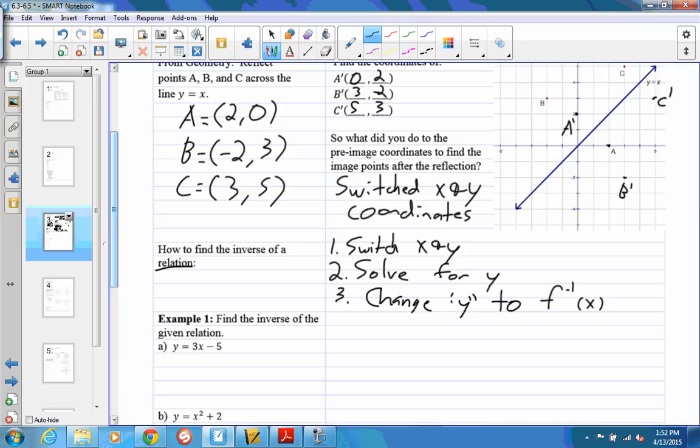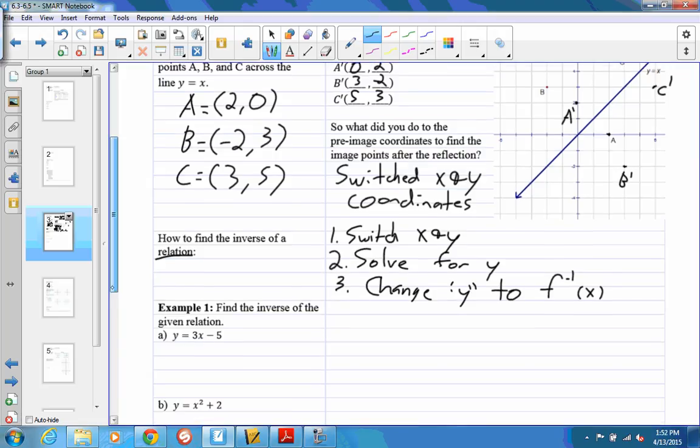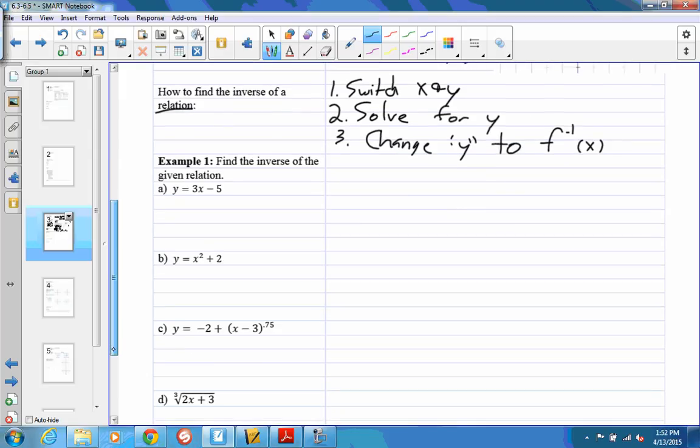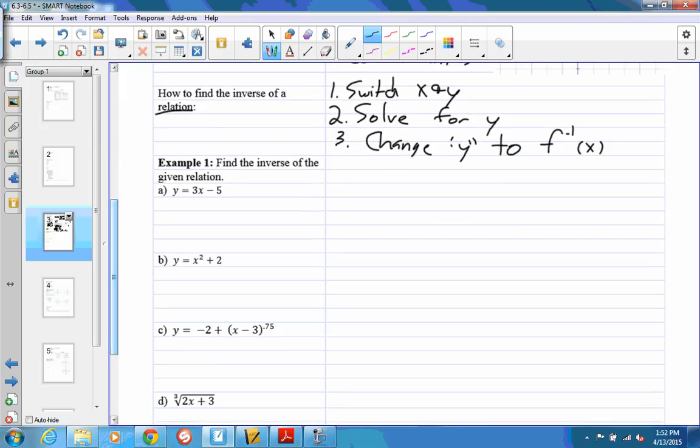So down here at the bottom, guys, find the inverse of the given relation. The relation, they're just saying that y equals, in other words, an equation, right? So y equals 3x minus 5. So according to my directions, what's the first thing I need to do? Switch x and y. Okay, awesome. I'm literally just going to switch them. So instead of y equals 3x minus 5, x equals 3y minus 5. No problem.